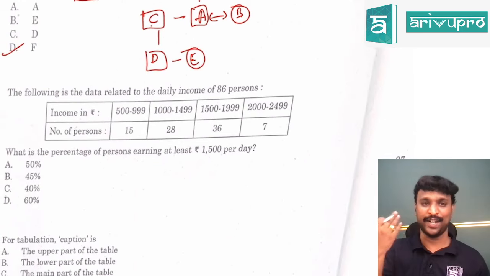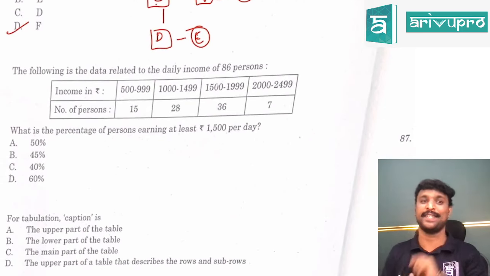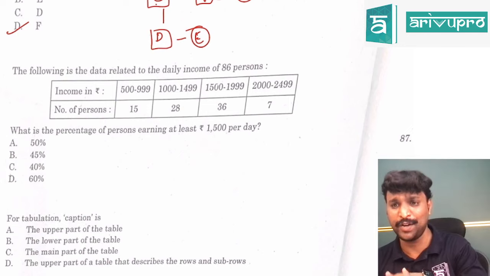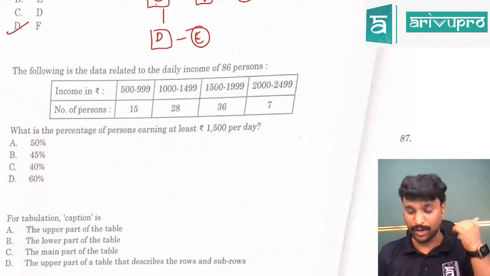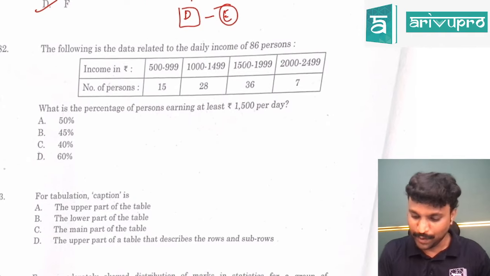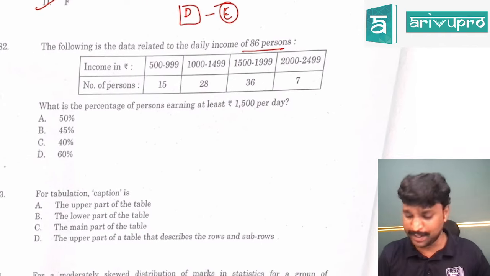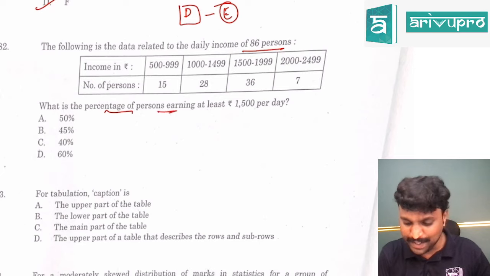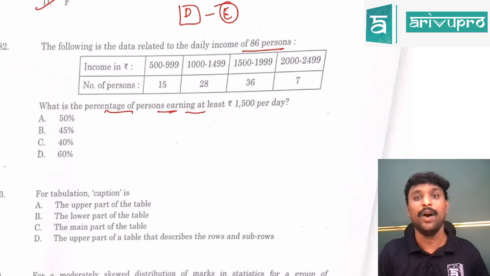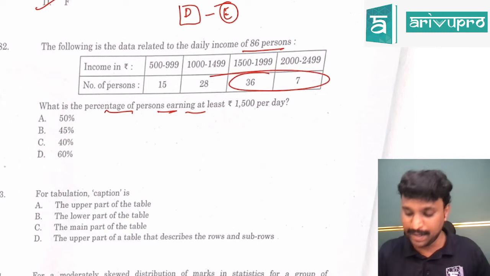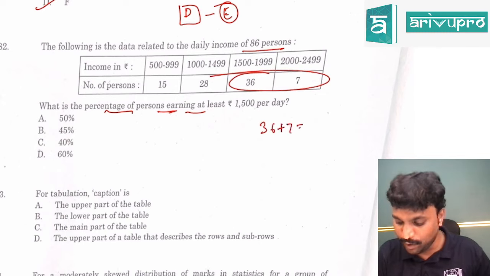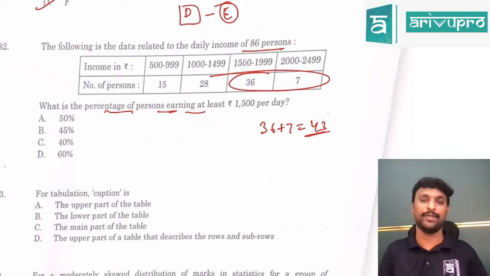Guys, look at the next question. It's a Laddu question. This kind of question we have discussed in the marathon and also in the regular class. Now what is the question? Total number of persons is 86. So what is the percentage of persons earning at least 1500 per day? At least means more than or equal to. So 1500 per day means 36 plus 7, 43 members earn at least 1500 per day.